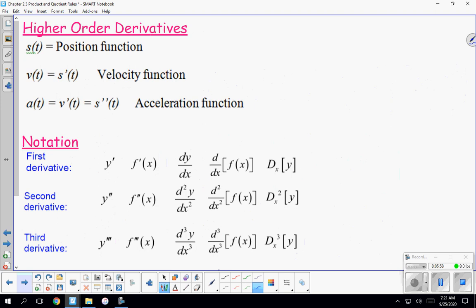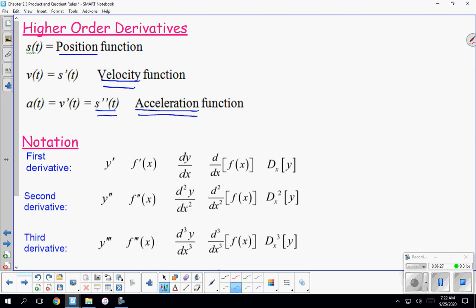So our original function in a real life example is called our position function, and typically gives us our height. Once we take the first derivative, that gives us the velocity of a function. Velocity is both speed plus direction. If we take the derivative of that, that's now called our second derivative, and that will give us the acceleration of any function. So here's kind of just notation.